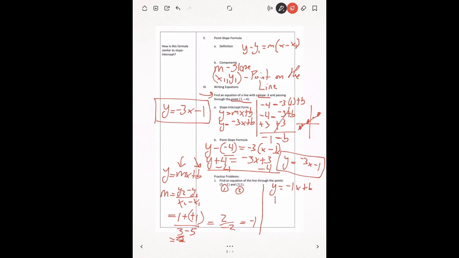So 1 is the y-coordinate, I'll plug it in for y. And 3 is the x-coordinate, so I'll plug that in for x. And let's see what we get. 1 equals -3 plus b. Add 3 to both sides. 4 equals b. All right, so my equation should be y equals -1x plus 4.